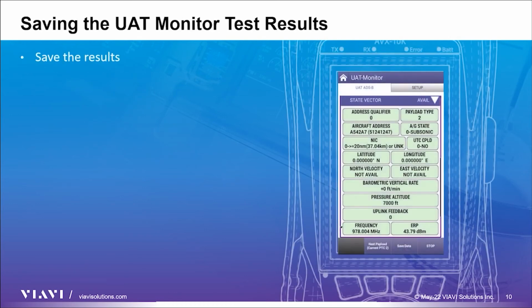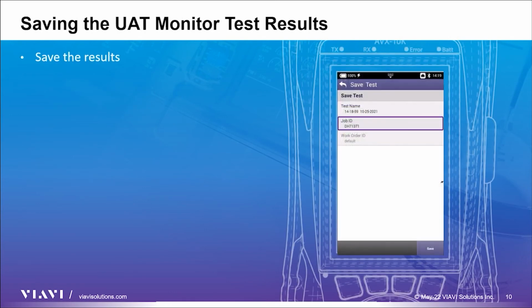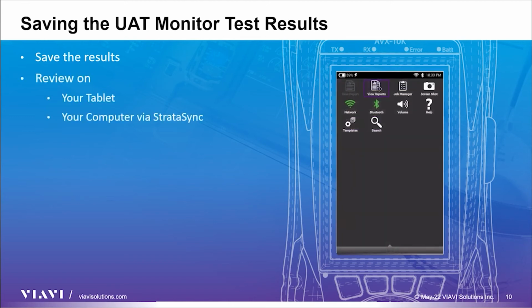Once all of the data has been received, press the Save Data button to store all of the collected data into a test report file. The AVX-10K will automatically name the test report using a date and timestamp. The operator can also enter a unique name of their choosing. Job ID is also a user field to enter data of your choosing and will also show up on the report. Users can view the test report locally by pulling down the system tray and clicking on View Reports.